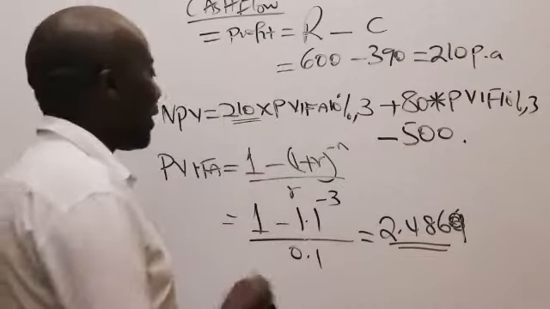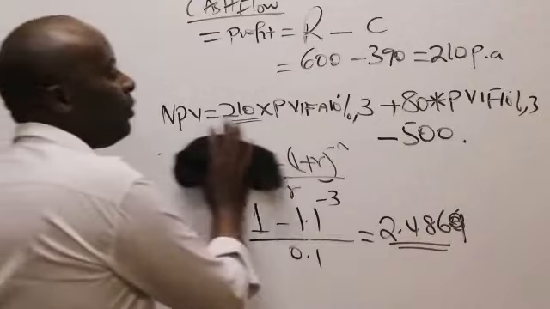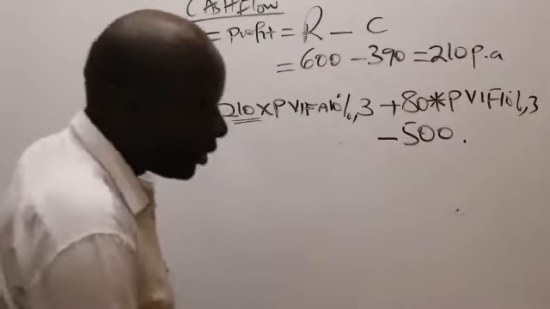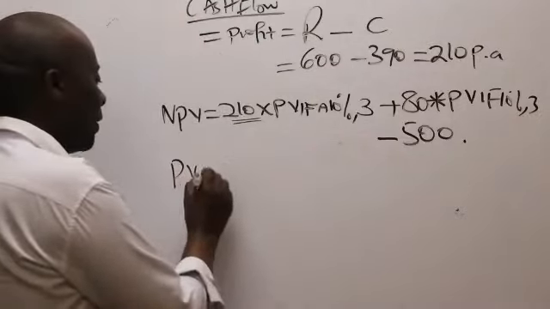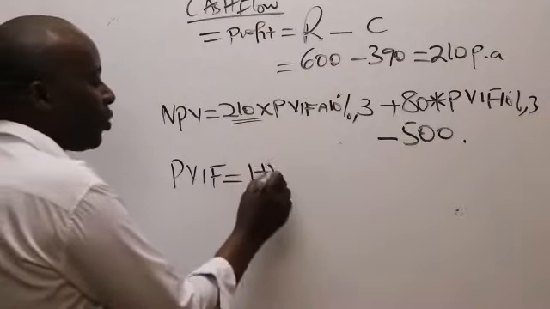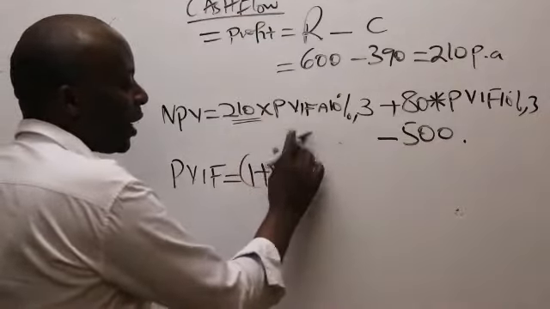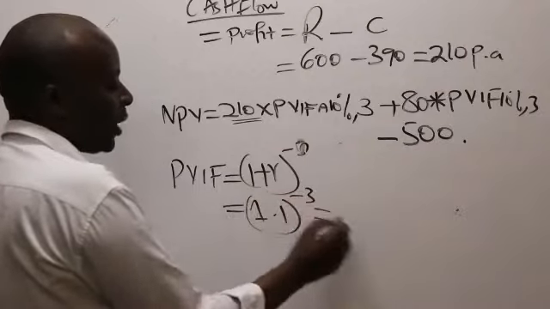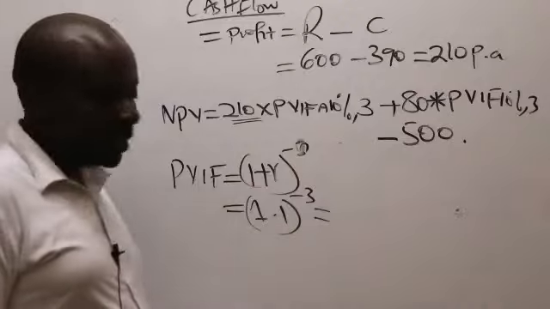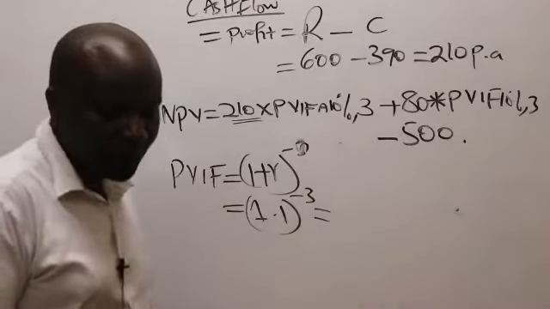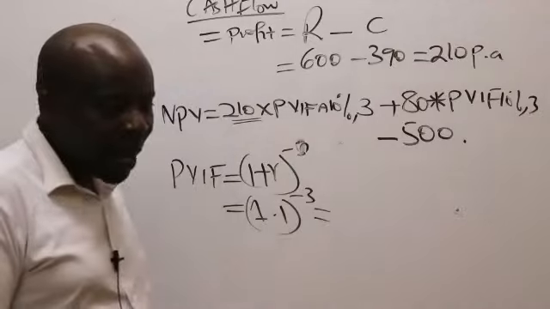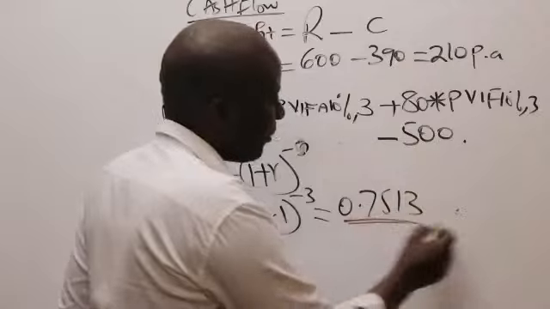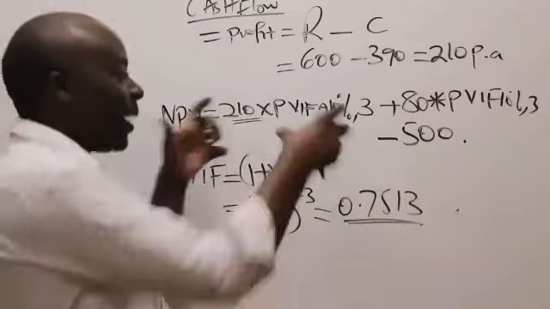Now that I've been able to get that, the next one will be the PVIF, the present value interest factor. I know the formula is 1 plus R raised to negative N. So this will be 1.1 raised to negative 3. At the end of the day this will be equal to what? Somebody please help me out here. It is 0.7513.